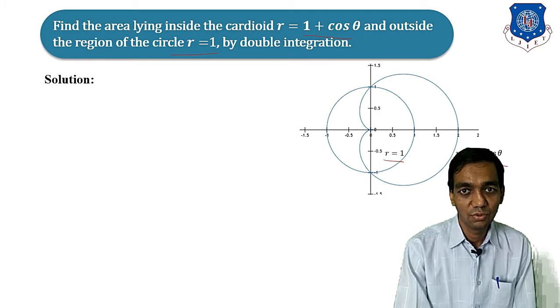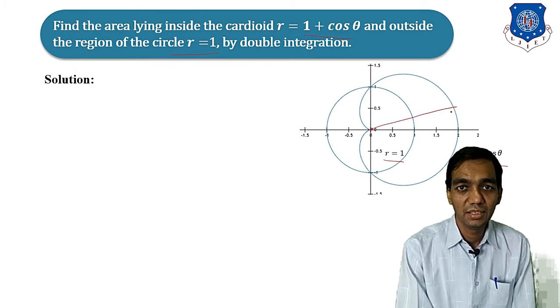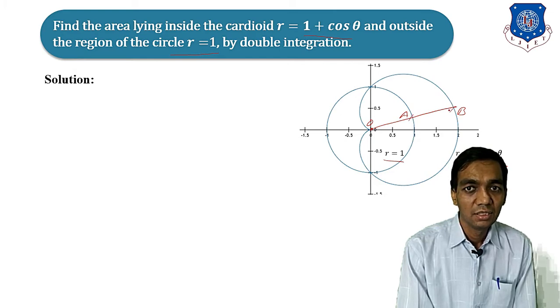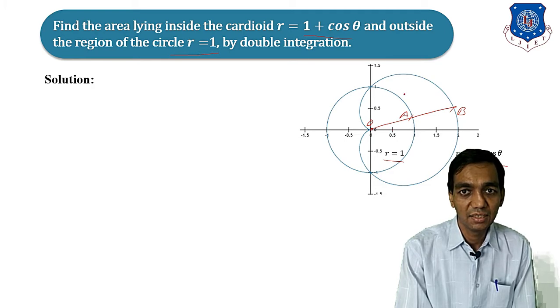Now, if you are going to draw one strip from the origin to the curve, then in that case you have to take OAB. Correct? And your region is starting at A, ending at B. Why? See what you have been given: area inside the cardioid but outside the circle, that means outside the circle and inside the cardioid, so you have this area for integration.